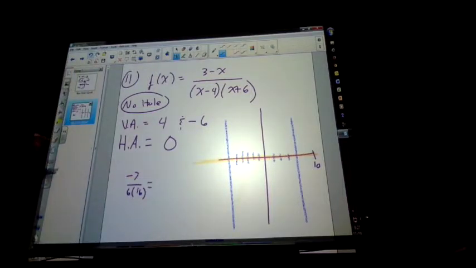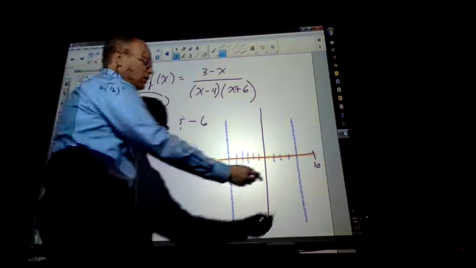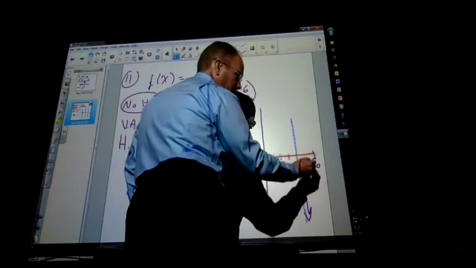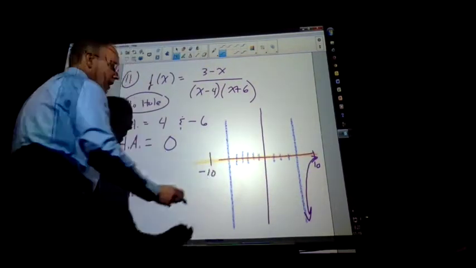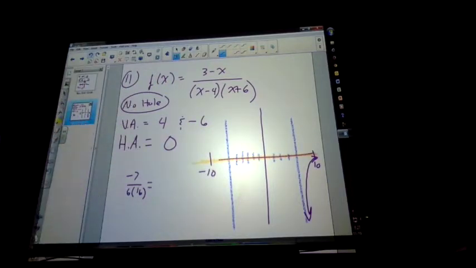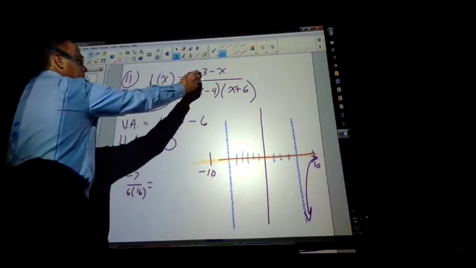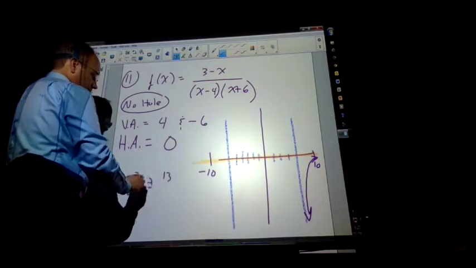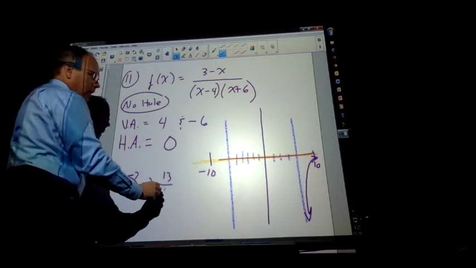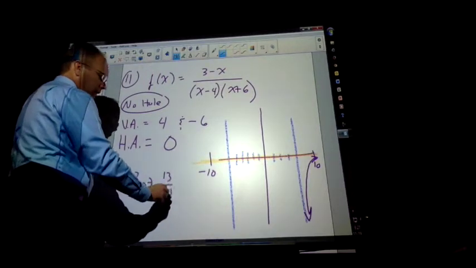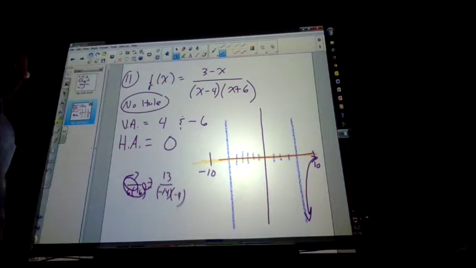All right, is that going to be a negative or positive value? Negative. So this is down here. So if I were to take, say, negative 10, which is out here, and plug it in, do you think I'll have a positive or a negative value? Let's see. Take negative 10, plug it in. That becomes 13 on top. And on bottom, I'm going to get negative 14 and negative 4. Multiply that together. Will that be positive or negative?